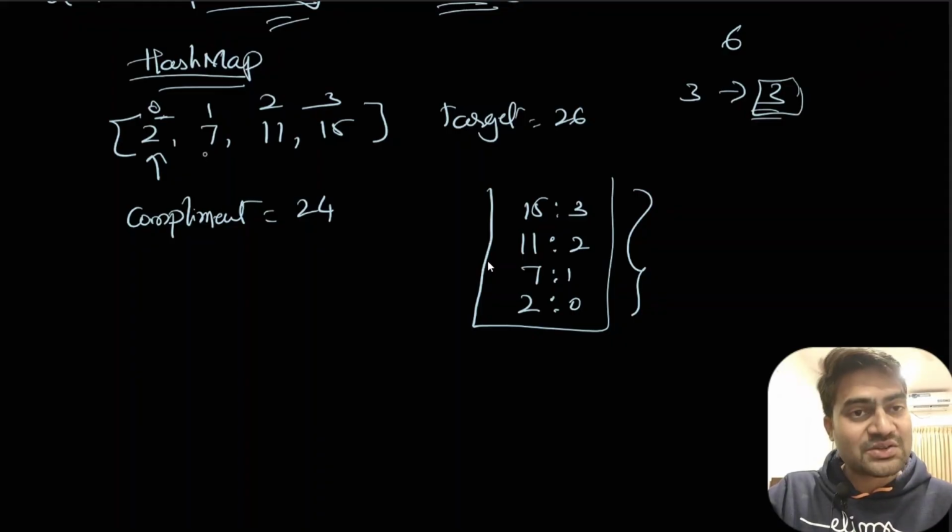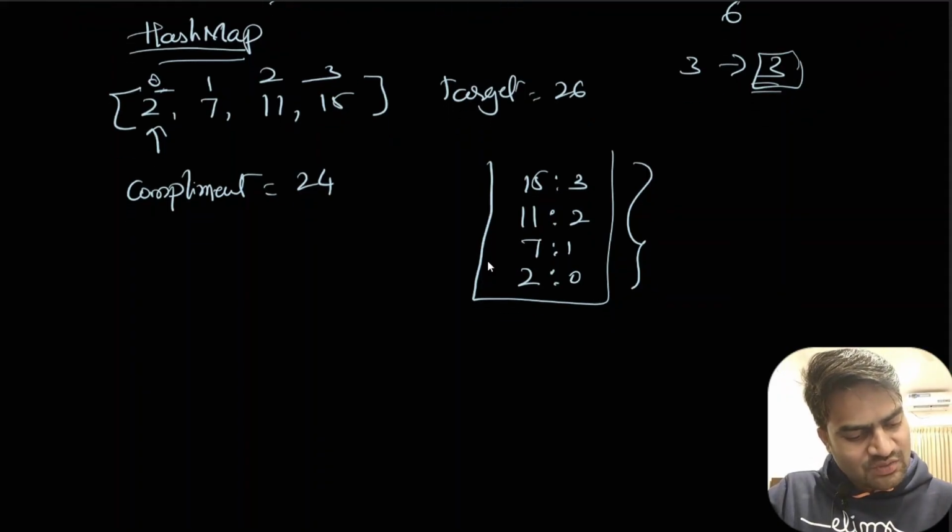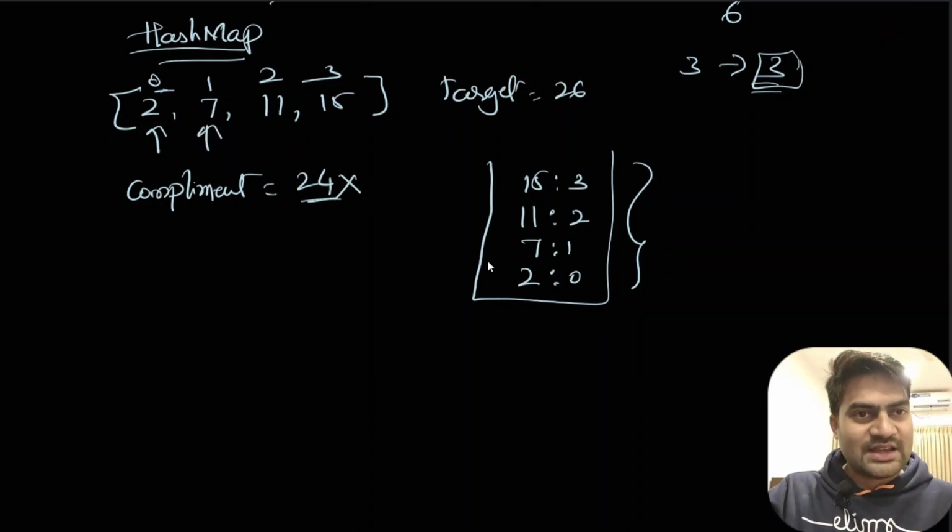So we also need to check its index should not be equal to whatever the index we are considering at that moment. So we will check that in the code. Now I will check for its complement. Is it there in the hash map? No, it is not there. So I'll move to the next number.